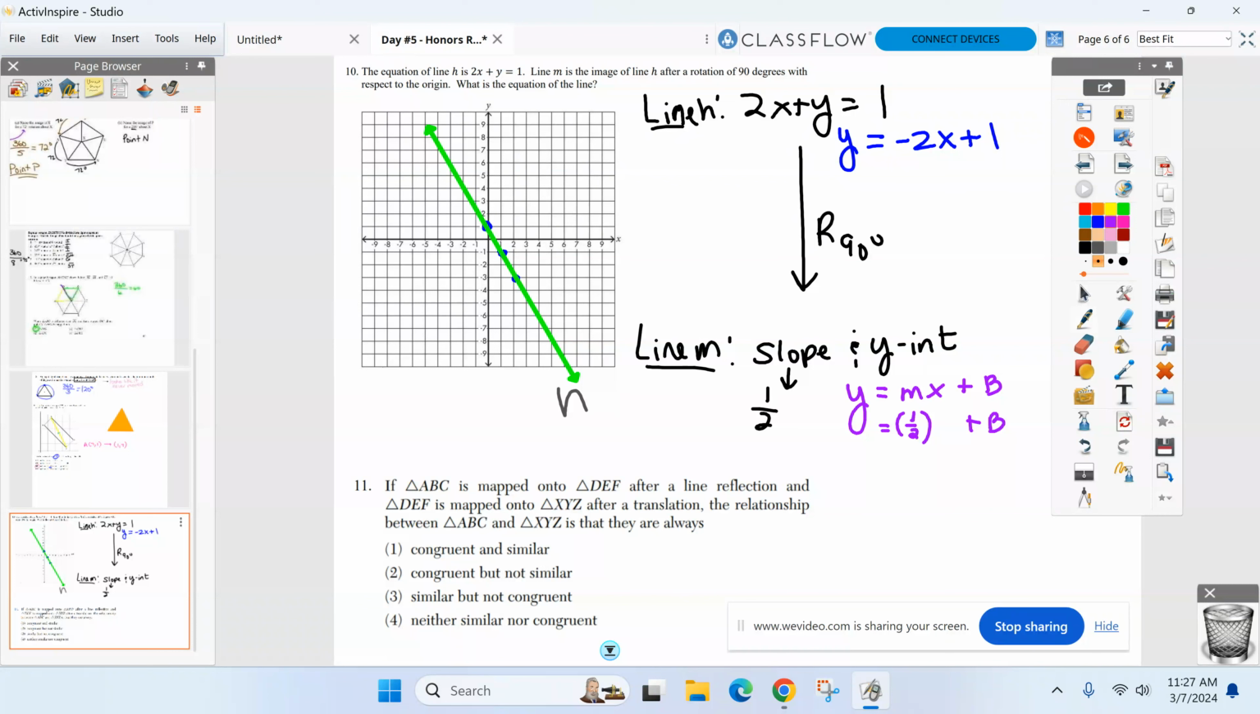All right, finding your y-intercept. Let's see, what point do I want to use? Doyle, what point you give me? 1, 1. Okay, I'll use yours. One half is the y-intercept for line M. Yep. So here's line M. Y equals 1/2 x plus 1/2.